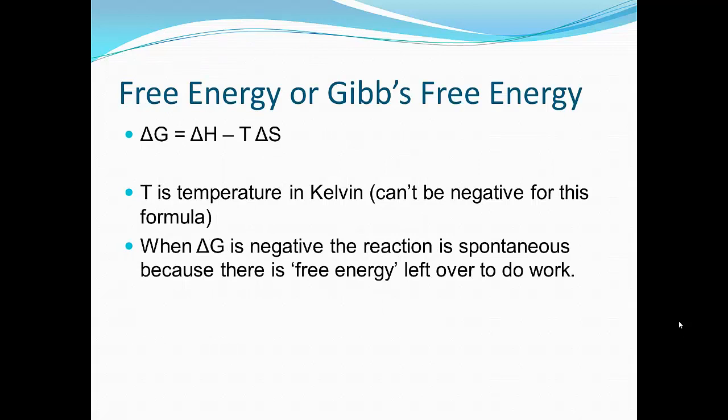The formula for Gibbs free energy is delta G equals delta H minus T delta S. Here, T is the temperature in Kelvin, because it can't be negative for this formula. The H is the enthalpy of the reaction, and the delta S is the entropy of the reaction. Delta G stands for Gibbs free energy. When delta G is negative, the reaction is spontaneous because there is free energy left over to do work.